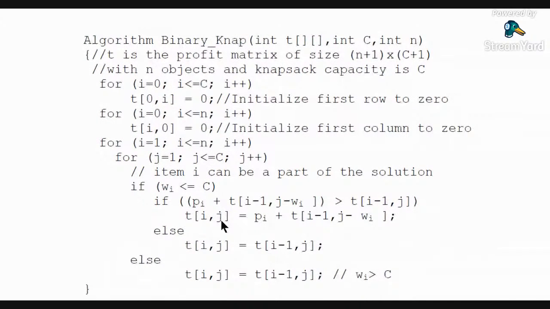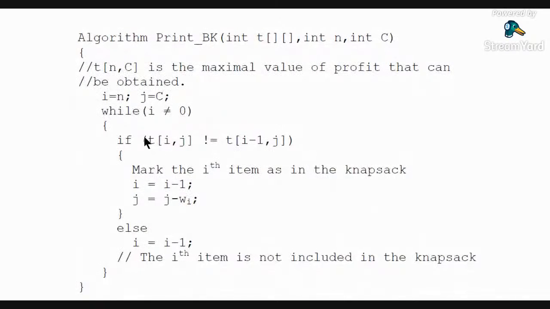Okay, so if Tij is equal to Ti minus 1j, it means that we are not including that particular object. And if Tij is not equal to Ti minus 1j, it means that the ith object is included. Now see, in print bk, print binary knapsack, we are passing this T, n and c, and we are just printing which object is included or not.